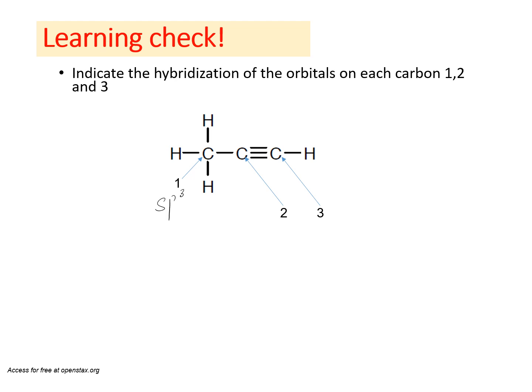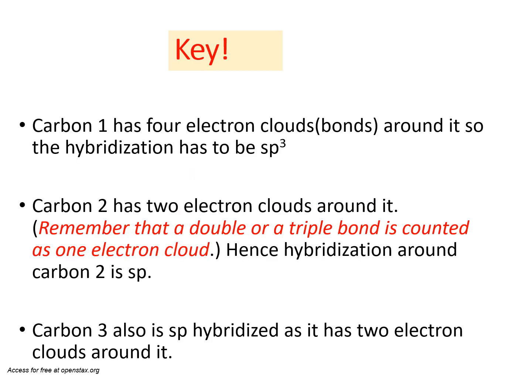And let's look at the next one. Carbon number 2 has two electron clouds. Remember, the triple bond here is considered as one electron cloud. This is another, so two electron clouds. So it will be sp. And then what about the third one? Same thing, it has two electron clouds. Here is one, here is one. So that will be sp again. You can go ahead and check your answer. It's explained here, and so we have sp3, sp, and sp hybridization.